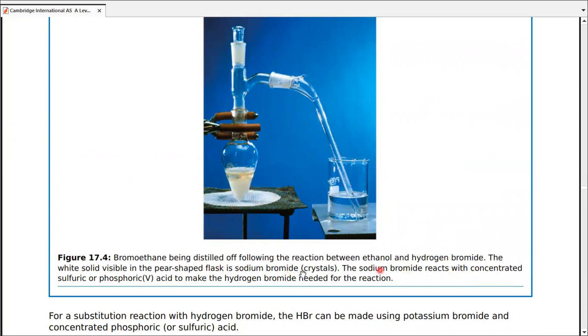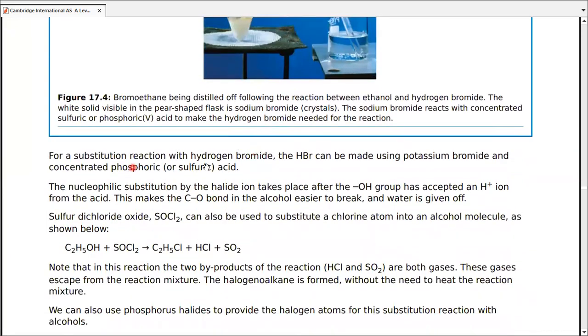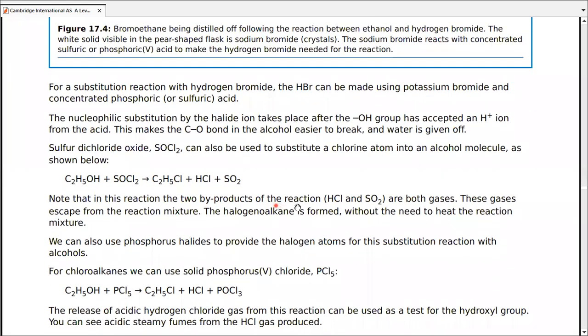Now, the sodium bromide reacts with concentrated sulfuric or phosphoric acid to make the hydrogen bromide needed for the reaction. So hydrogen bromide is the reactant in the reaction, but it's not the reagent, because we never put any hydrogen bromide into the vessel. We only put sodium bromide and sulfuric acid. You may have used phosphoric acid, it's entirely up to you. So the substitution reaction with hydrogen bromide, HBr, can be made using potassium bromide or concentrated phosphoric or sulfuric acid. That depends entirely on you.